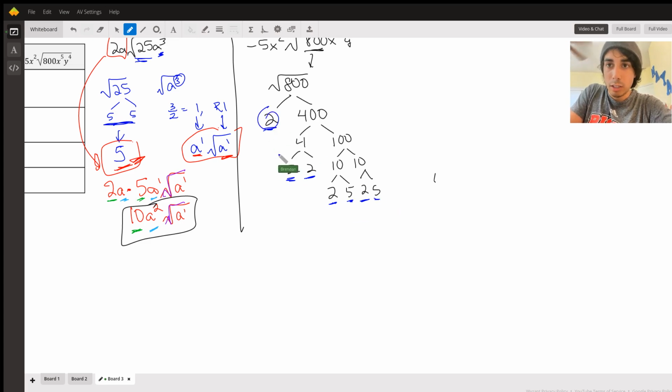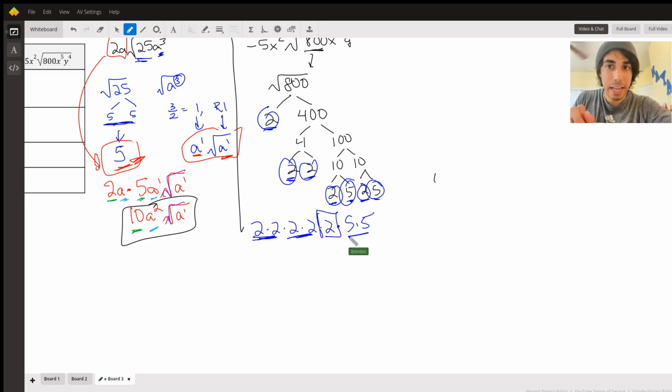So we've got 1, 2, 3, 4, 5 2s, and we've got 1, 2 5s. All right, let's see what pairs we got. We got a pair of 2s, we got 1, 2 left over, and we got a pair of 5s.